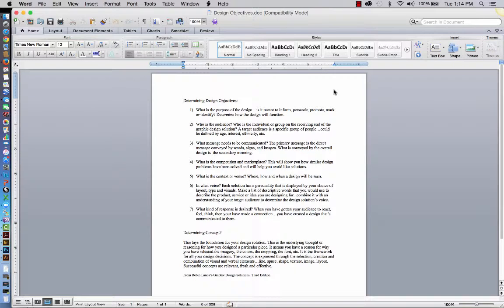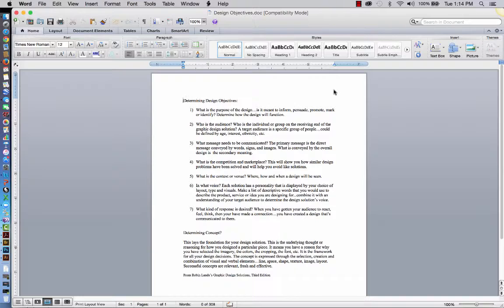Hey guys, welcome. We are working in Chapter 4 in our textbook Graphic Design Solutions by Robin Landa. We're in the 5th edition, and one of the things that we're taking a look at in this chapter is the design process.